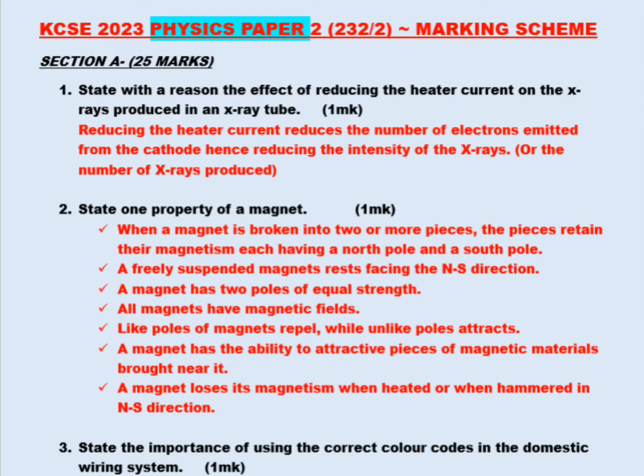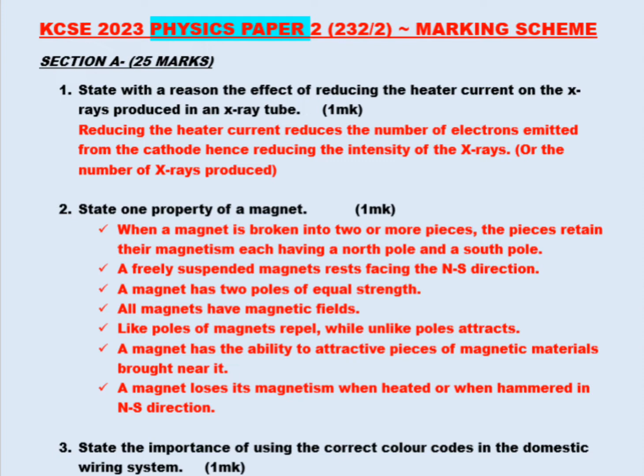Question 2. State one property of a magnet. So magnets have very many characteristics or properties, but we'll sample some of them. Number 1. When a magnet is broken into two or more pieces, the pieces retain their magnetism, each having a north pole and a south pole. Number 2. A freely suspended magnet rests facing the north-south direction. The next property, a magnet has two poles of equal strength.